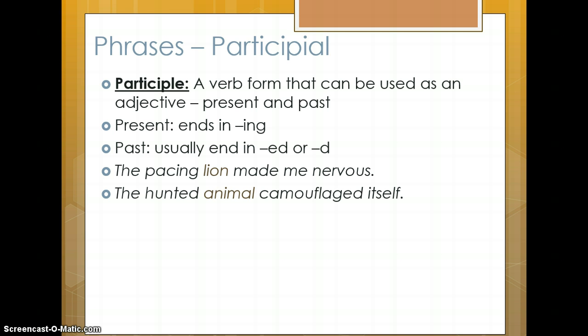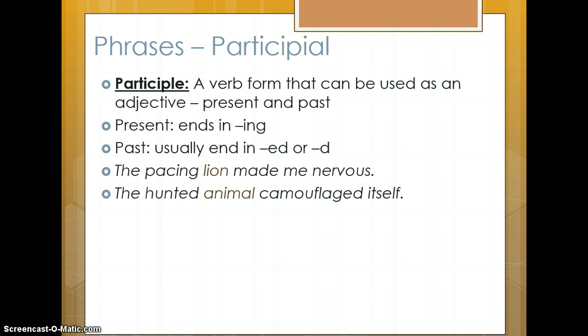Usually, your past participles are going to end with an ed or a d. They might not if they're one of those irregular verbs that ends with a t or some different sort of form. But they're going to be a past tense form of a verb functioning as an adjective. Present participles, always going to end in ing. They're acting as adjectives. So, in this example that we see in front of us, these are just participles themselves. The pacing lion made me nervous. Normally we think of pacing as a verb. In this sentence, it's a present participle. It's got the ing. It's functioning as an adjective.